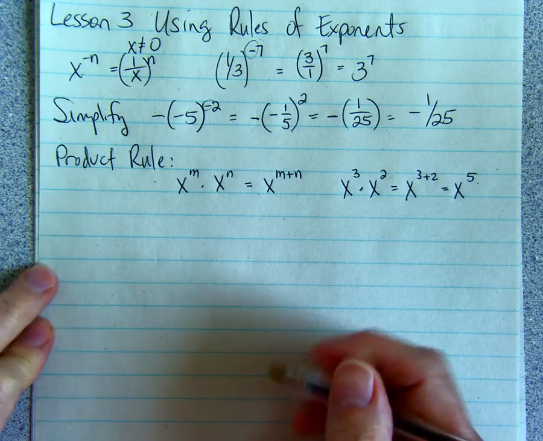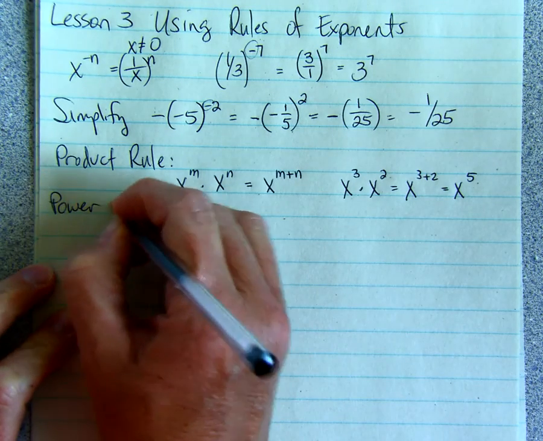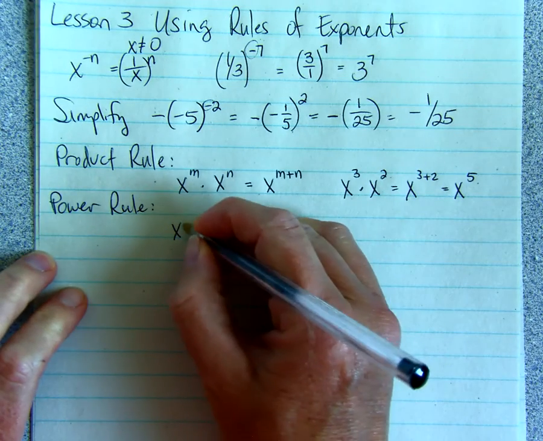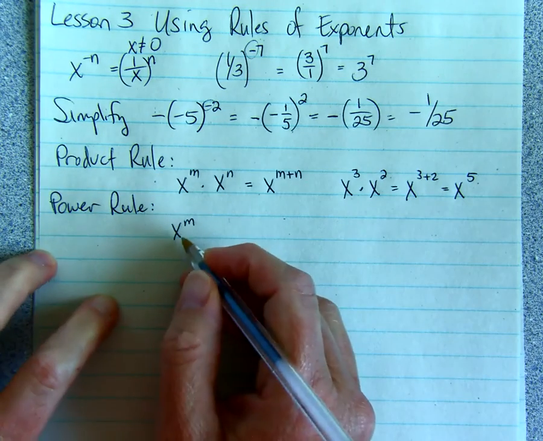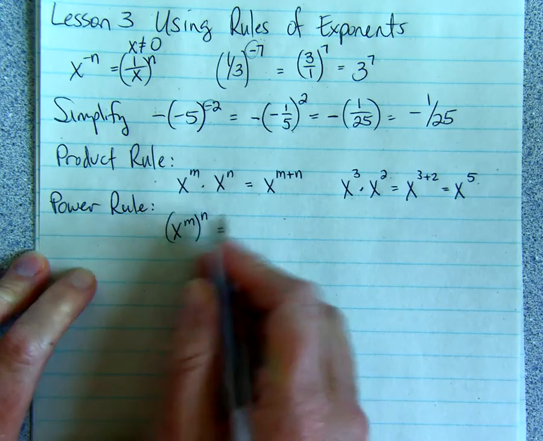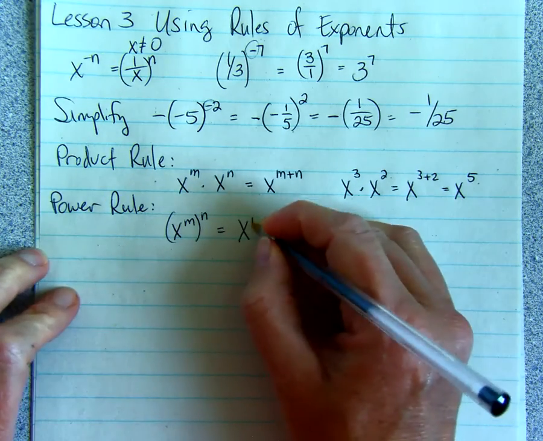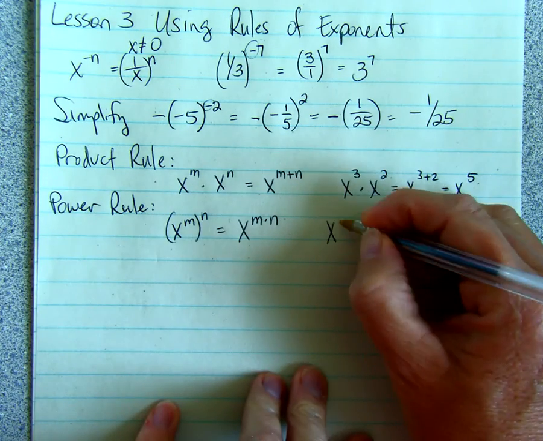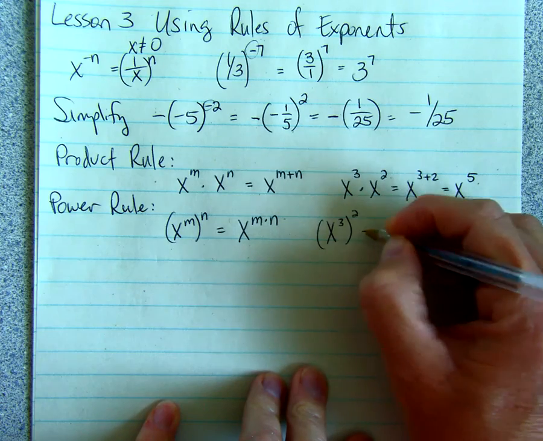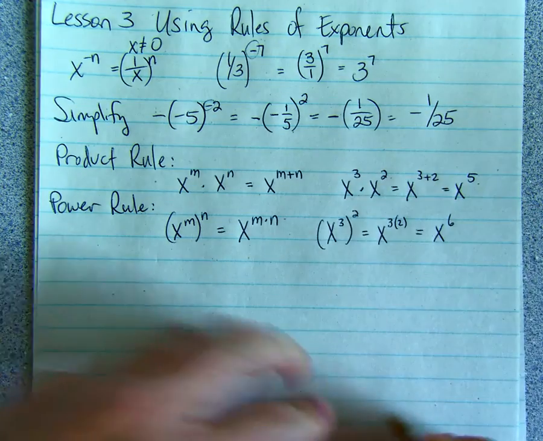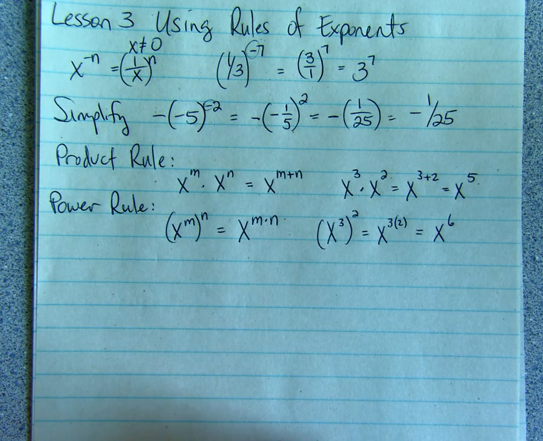Now we have what's called the power rule, which is if you take a number that's raised to an exponent, and raise that to an exponent, we multiply the two exponents together. So x cubed, squared, is the same thing as x to the 3 times 2, or x to the 6th power. That's called the power rule.